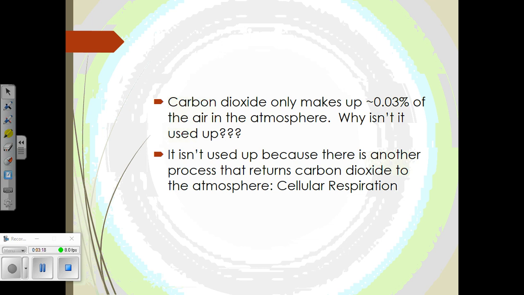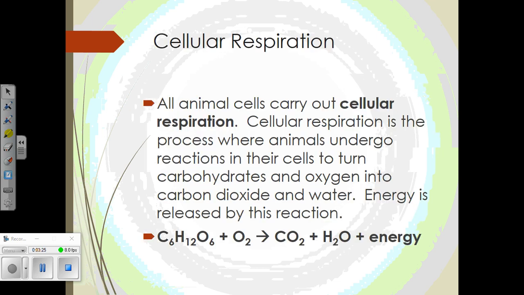Well, there's another process happening in nature at the very same time, and that process is called cellular respiration. Now, animal cells carry out cellular respiration. Actually, so will plant cells at nighttime when the sun's not shining. Cellular respiration is pretty much the exact opposite of photosynthesis. Cellular respiration happens when the cells take the carbohydrates, the sugars that the plants made, and burn it with oxygen.